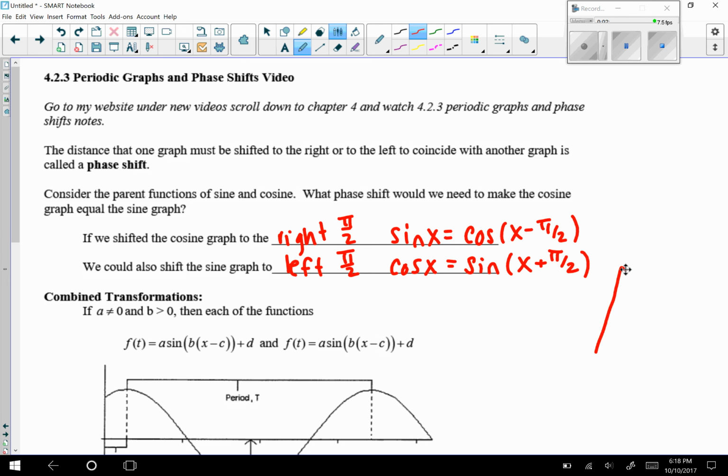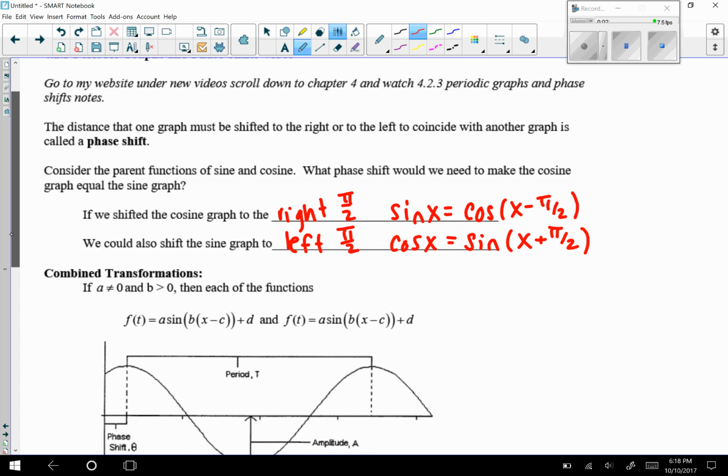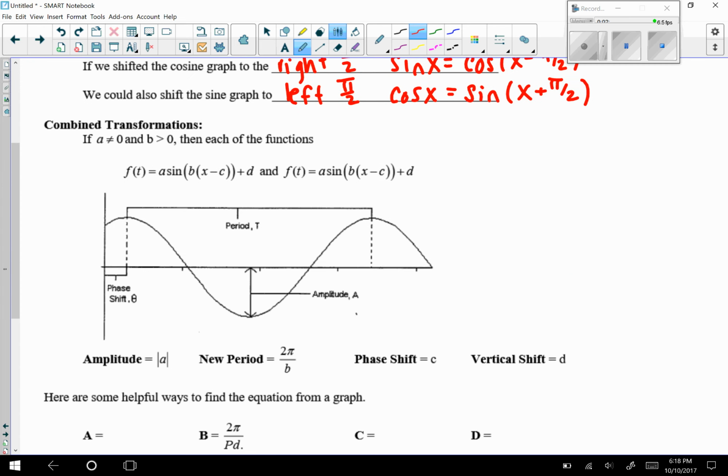So for our combined transformations, we have our general equation that we have looked at before. So f of x is equal to a times the sine of b times x minus c plus d. I probably should have said f of x instead of f of t, because we're using x in the equation. And remember, notice that our b value is in factored form, which we always want to have. So we know that the amplitude is the distance from the midline up and the midline down, and it's always the absolute value of that a value that we have in our equations.